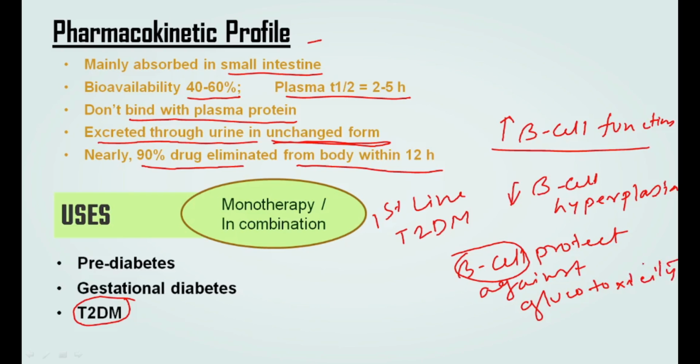Glucotoxicity induced by the oxidative and ER stress. Then metformin improves chronic exposure of the fatty acid induced pancreatic beta cell dysfunction. So if there is a chronic exposure of the fatty acid, then there is a beta cell dysfunction, which will be improved by the metformin.